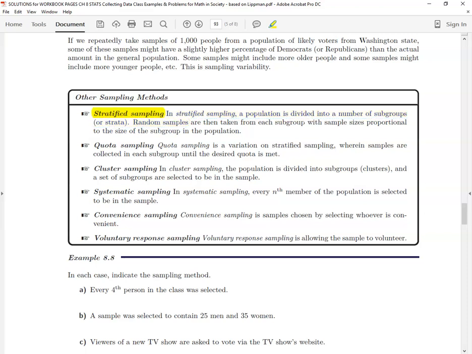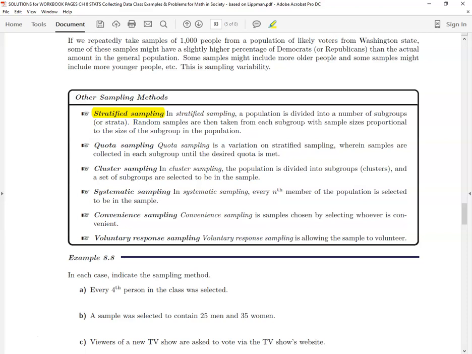Stratified sampling. We divide the population into subgroups, and then we take random samples from each subgroup so that we have proportional sizes. So if you were looking at all 50 states, and I'm going to take 10 people, probably more than that, or 1,000 people, 100,000 people, whatever, from each state, that would be stratified.